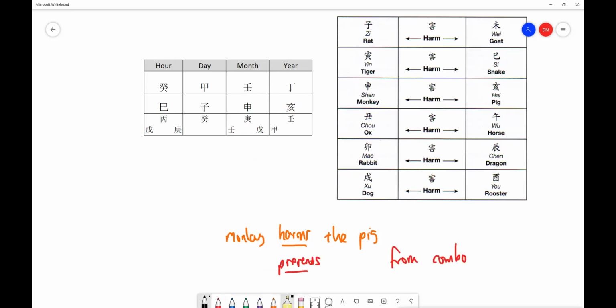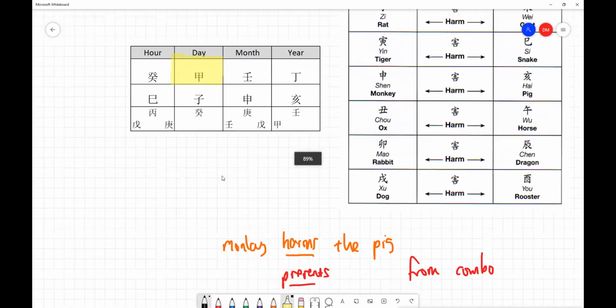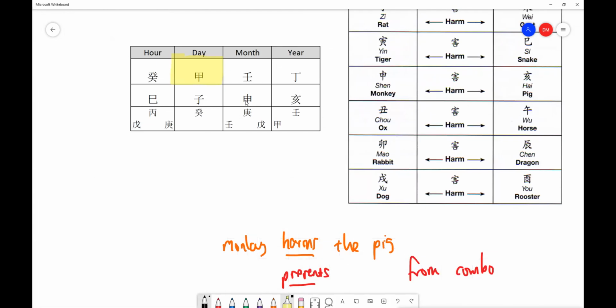This is a Chia Day Master. The Day Master is Chia Wood. Now, according to your 10 gods, what is the monkey? What is Keng to a Chia Day Master? 7K. Okay. What is Ren water? Resource. Very good. Water is a resource to the wood. What kind of resource? Very good. Indirect resource.